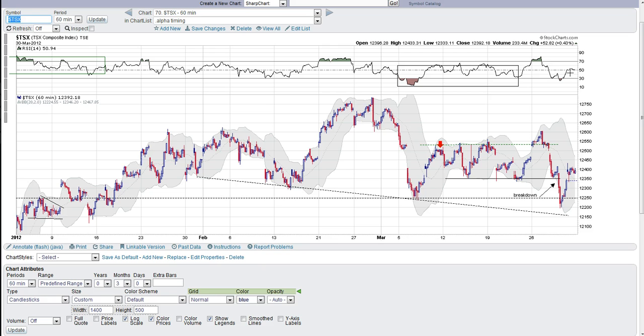But when you look at the RSI, we're still below 60. We gapped up. There's really not much here that tells me that this particular market's going to rally. So I'm going to stay short this market.